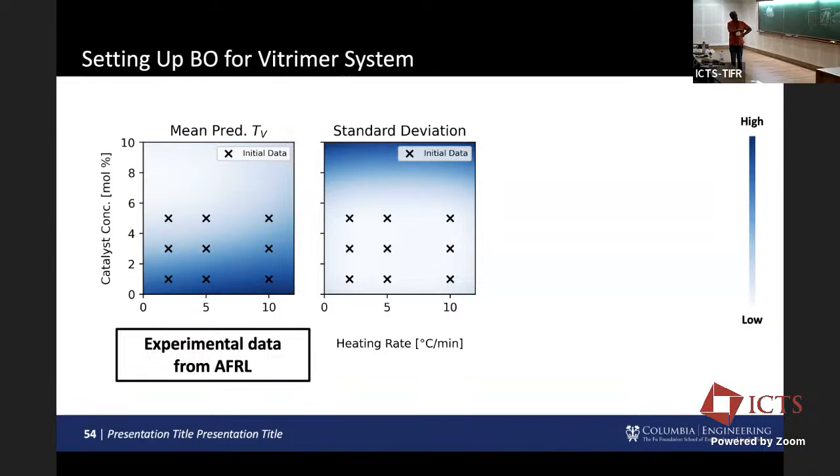When you made the polymer, you varied the heating rate and the catalyst concentration. And they said, if I want a vitrimer temperature of 300 degrees, what should be the heating rate and the catalyst concentration? So there are 2 variables. Now it's a design of experiments on 2 variables.